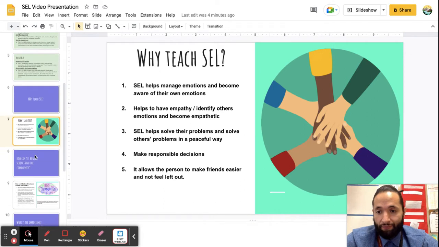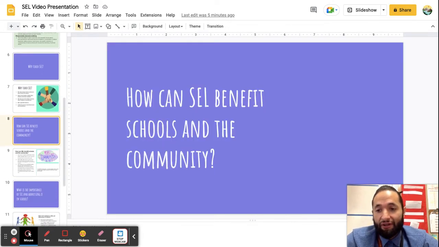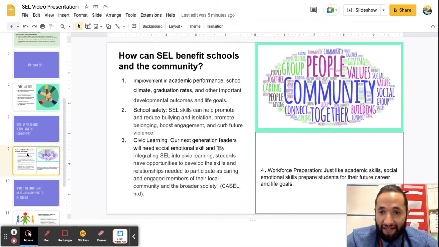How can SEL benefit schools and the community? Well, there are many reasons besides the ones cited, but an improvement in academic performance has been seen. It improves the school climate, graduation rates, and other important developmental outcomes and life goals. It improves the school's safety. SEL skills can reduce bullying and isolation, which promotes belonging, boosts engagement, and curbs future violence, which is very good.